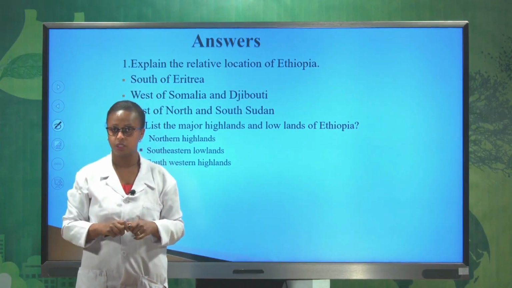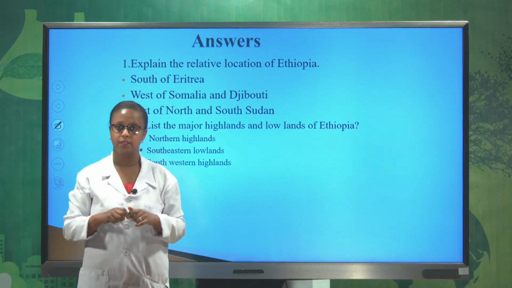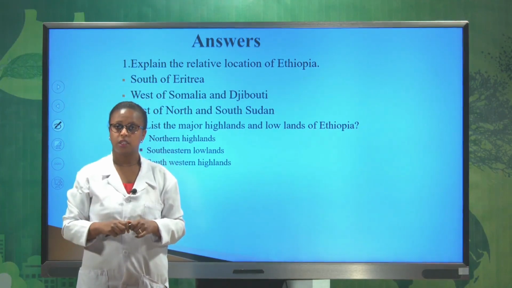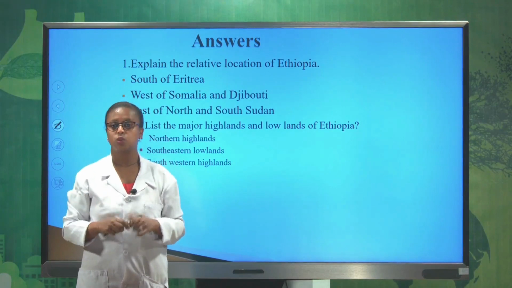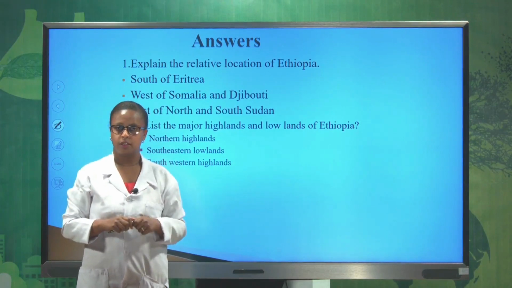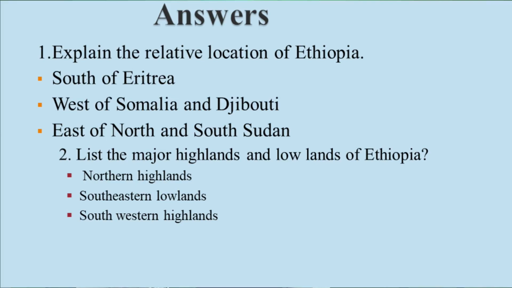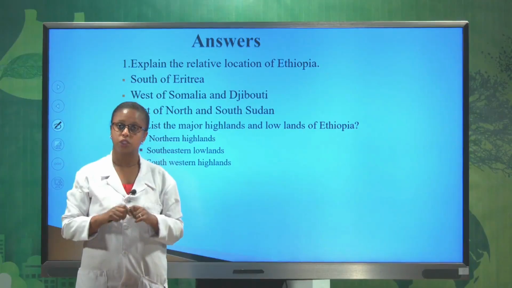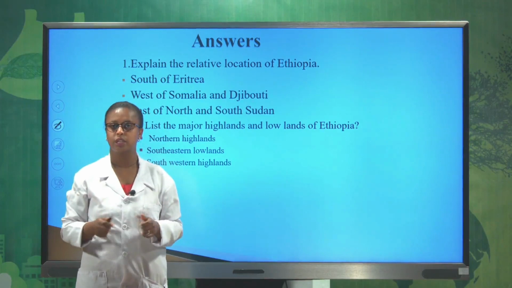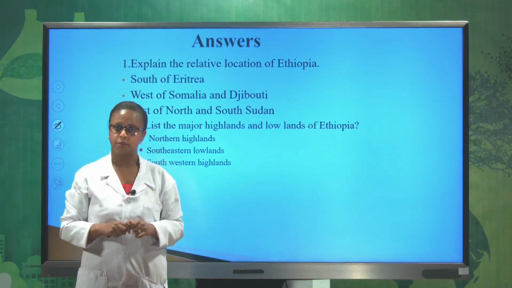Eritrea in the north, Djibouti and Somalia in the east and southeast, Kenya in the south, and Sudan in the west. These are the five countries that share common boundaries with Ethiopia. From these five neighboring countries, Ethiopia shares the longest boundary line with Sudan and the shortest boundary line with Djibouti.